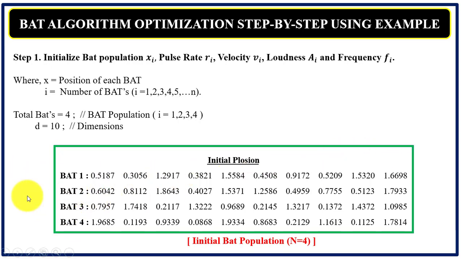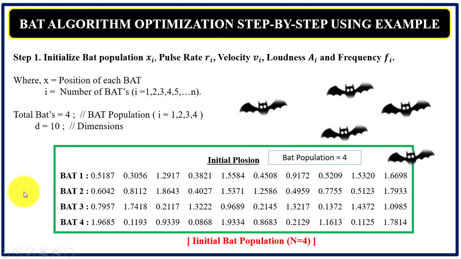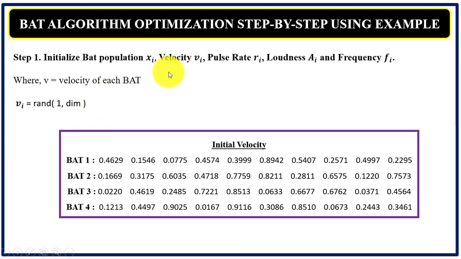Now we will initialize the velocity for each bat using this MATLAB command. You can see we randomly initialize the velocity for each microbat. So this velocity is for the first bat, second bat, third bat, and the fourth bat.